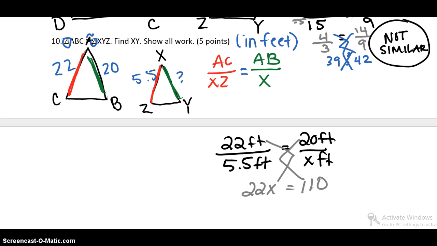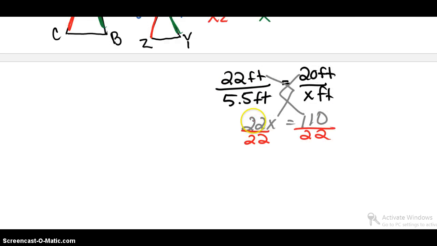So to solve for our X, we're going to divide both sides by what's connected to that variable, which in this case is 22. So these 22's here cancel, and I'm left with X equals 110 divided by 22. So 110 goes inside our division house, 22 goes on the outside, and we end up getting X equals 5.